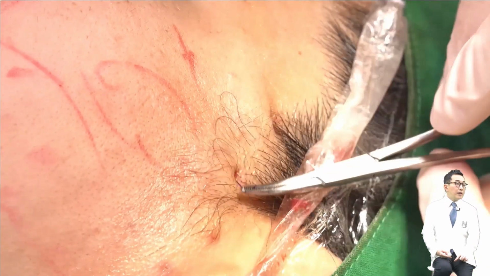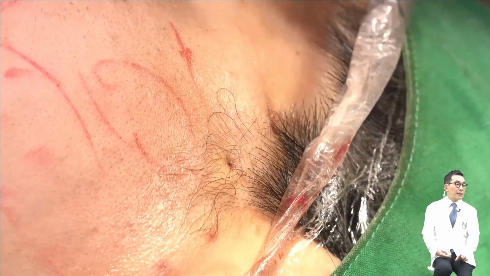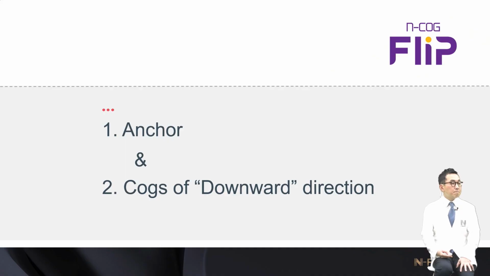Okay, if the end of the thread came out a little, don't panic. Just pull it slightly and cut it like that, just like you did with conventional thread lifting. Likewise, M-flip uses both the anchoring method and the downward cog together, which are the representative ways to fix the lifted skin so it doesn't go down again. And even the anchoring process is very simple compared with other anchoring threads.